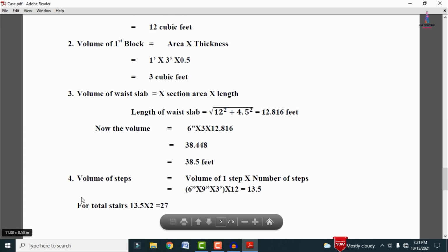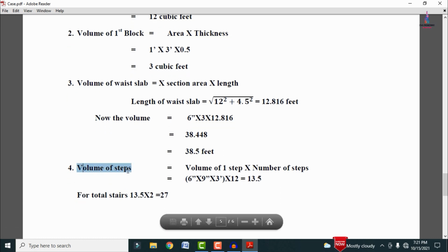So the last step is related to the calculation of the number of steps here. The volume of one step multiplied by the number of steps gives the volume of the steps. Here the volume of the steps is calculated using this expression: 6 inches is the riser, this is the tread value, and this is the 3 feet, which is the length of the staircase. If we multiply that value by 12 numbers, why? Because there are 12 steps up to the landing position, so we get the value 13.5 here.